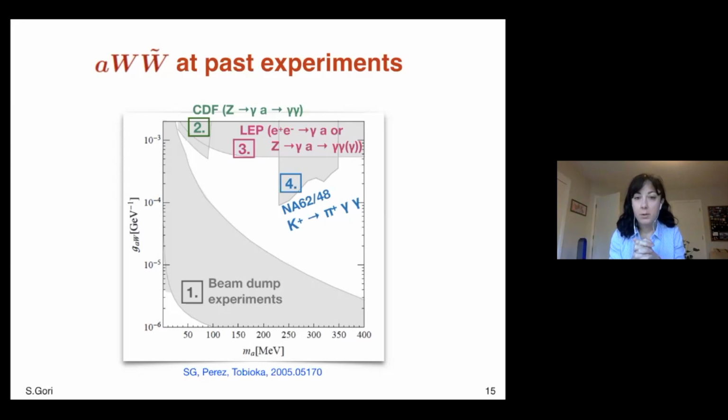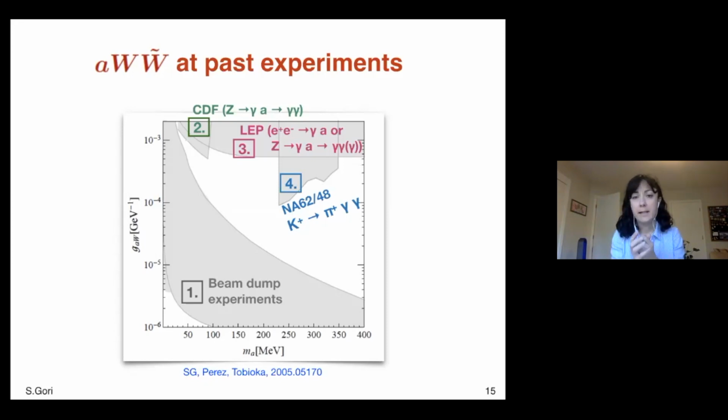Then we see in blue, so this region 4, is the region probed by the past NA62 experiment looking for K plus going to pi plus gamma gamma. And then finally, these regions 2 and 3 are regions probed by past colliders, and in particular by the CDF analysis, the search for a Z boson going to gamma gamma in quotation marks, because here the idea was to look for a Z boson going to a photon and an ALP, and then the ALP going to 2 photons, but these 2 photons coming from the ALP were pretty much collimated, so that we were looking simply for a 2 photon type of signature.